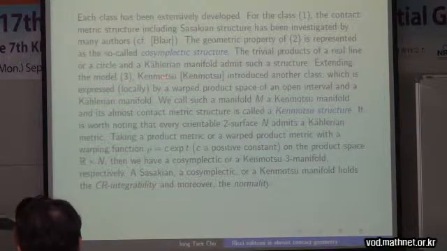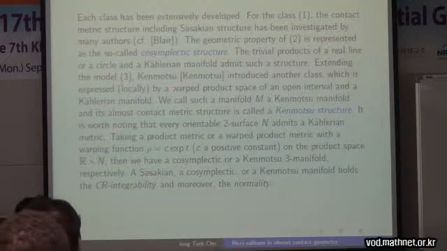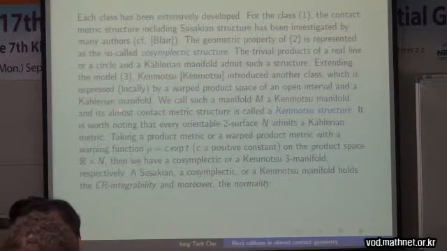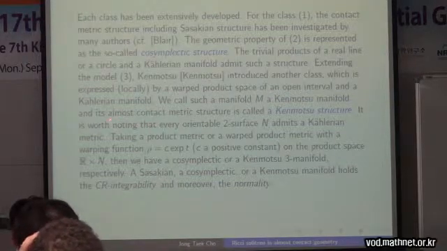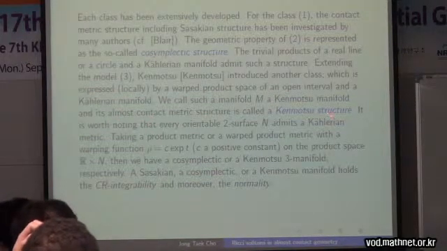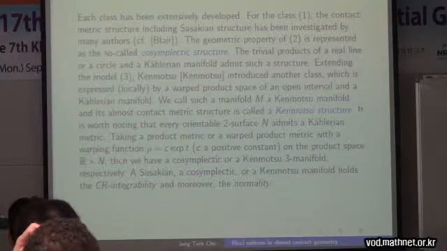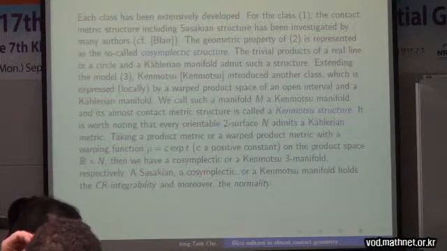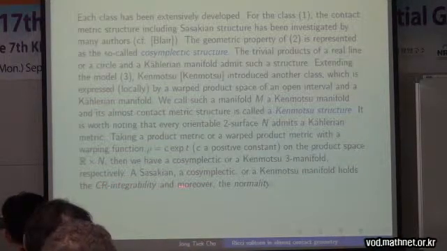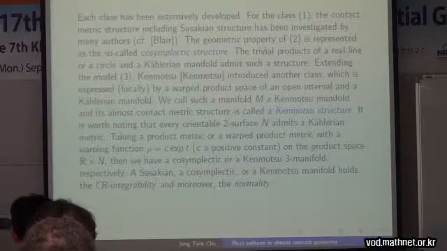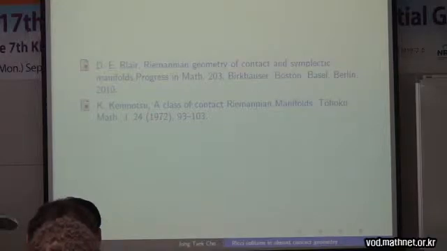Extending the model 3, Kenmotsu introduced another class, which is expressed locally by a warped product space of an open interval and a Kähler manifold. We call such a manifold a Kenmotsu manifold, and the corresponding structure is called the Kenmotsu structure. A Sasakian, cosymplectic or Kenmotsu manifold holds the CR integrability and, more, the normality. Here are Blair's text and the Kenmotsu paper.